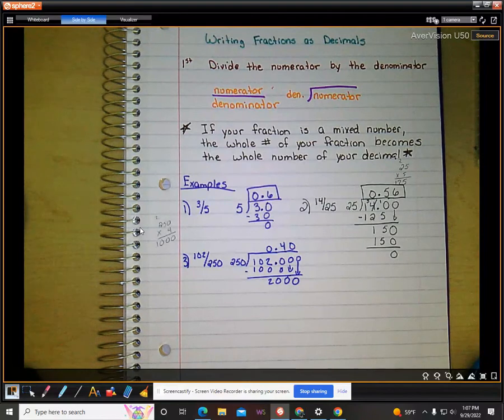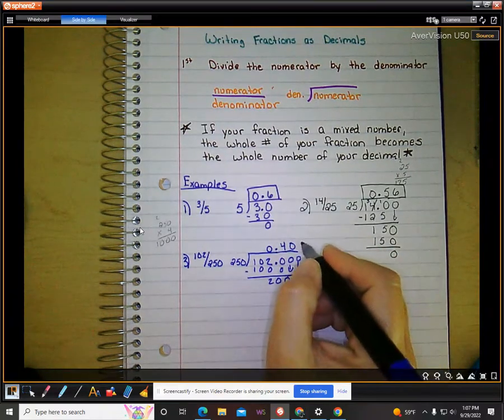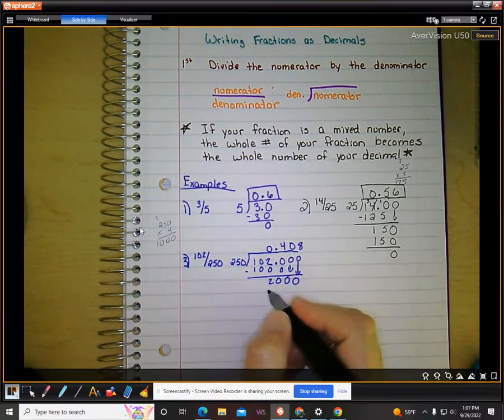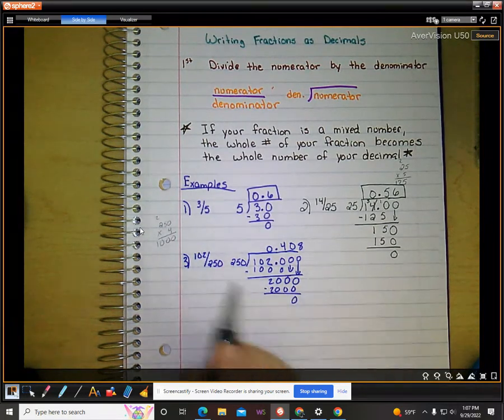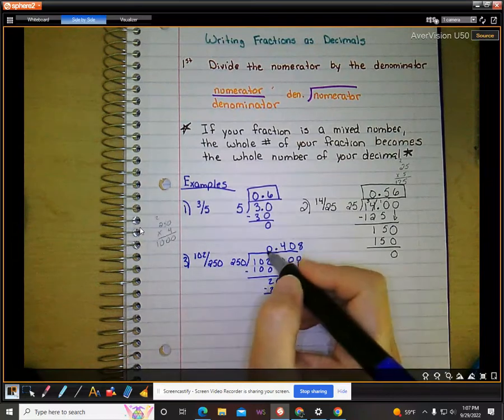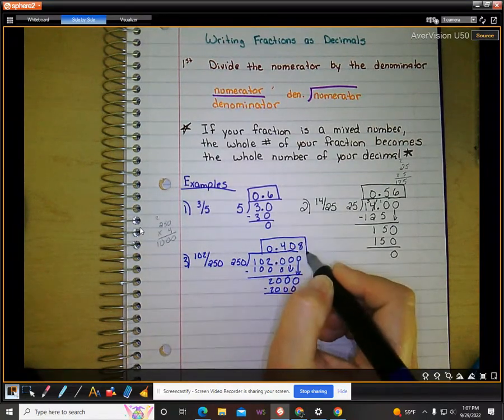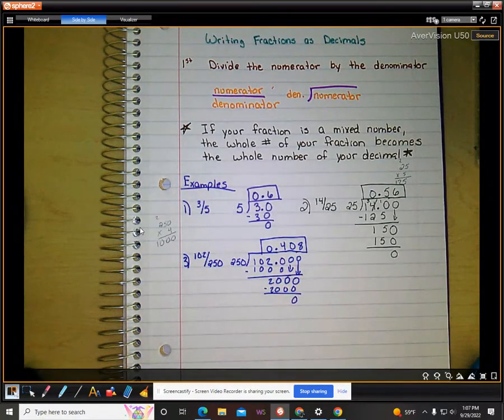Perfect, which would give us what? 8. Okay, so that's going to give you 2,000, and you're left with nothing. So 102/250 is the same as 408/1000. Okay, that is changing a fraction to a decimal when they're just fractions, not mixed numbers.